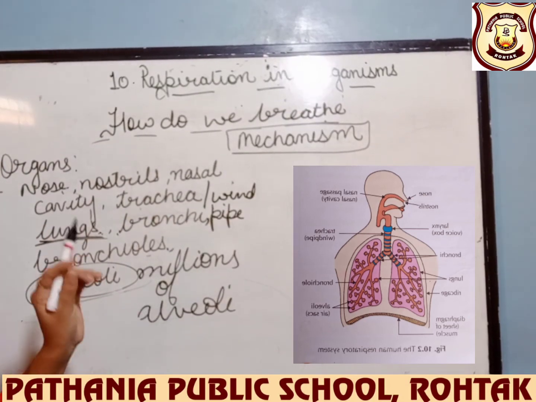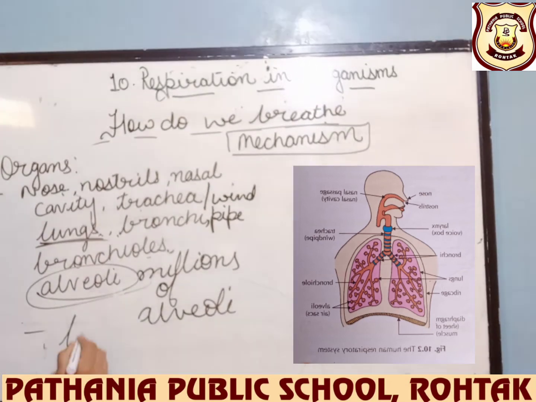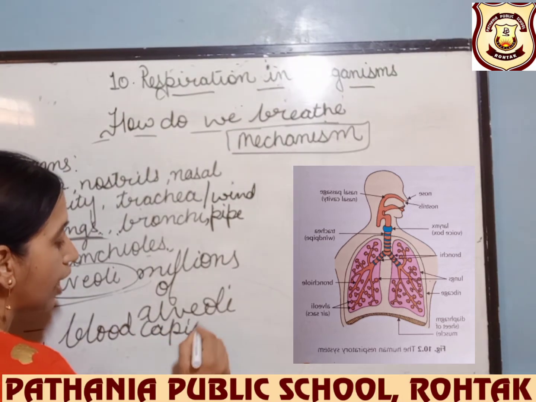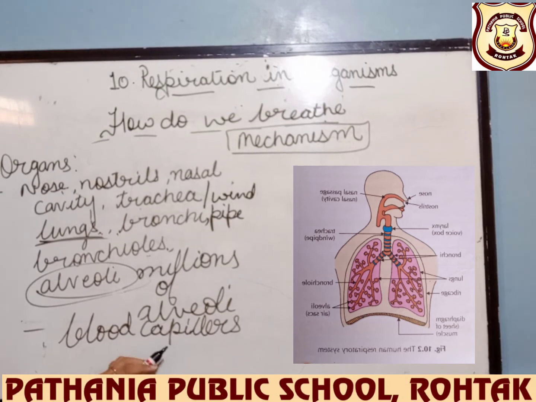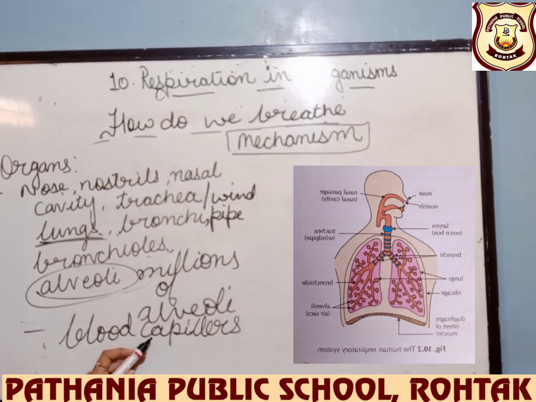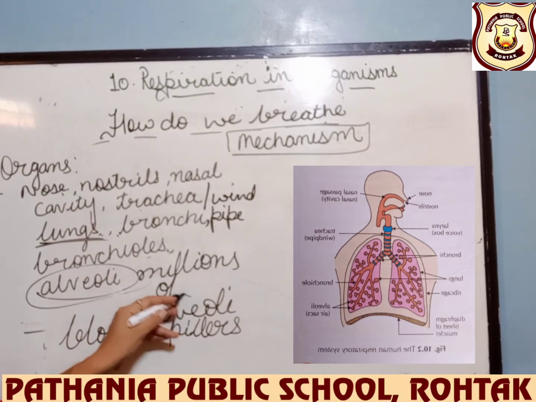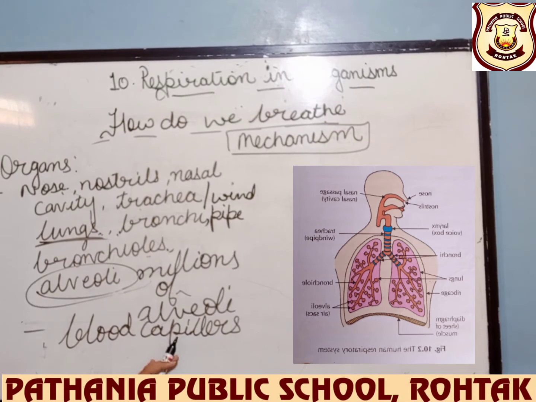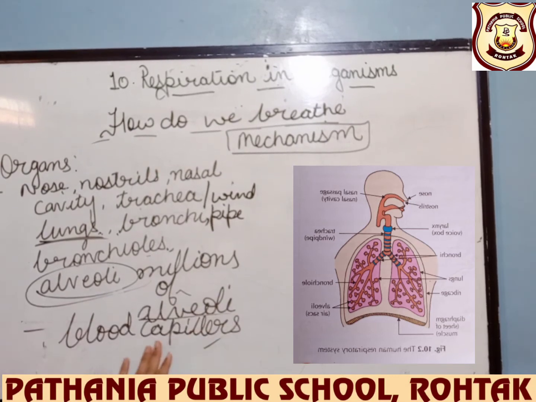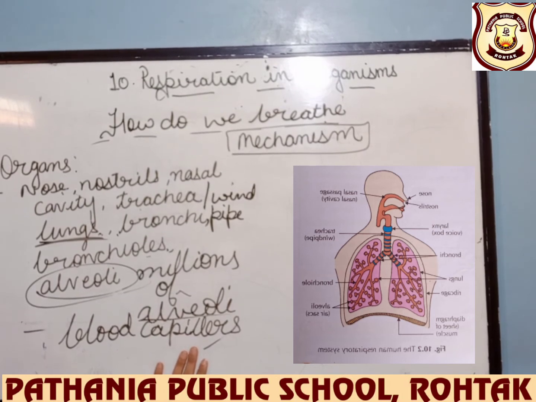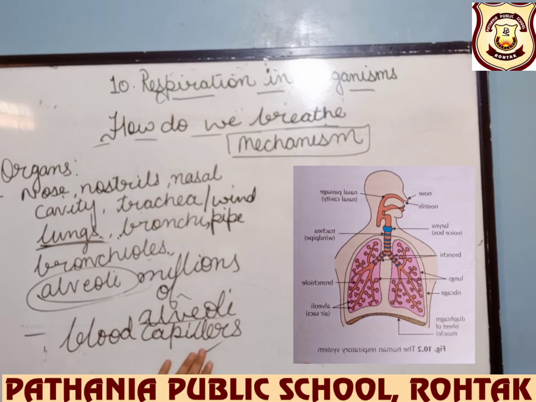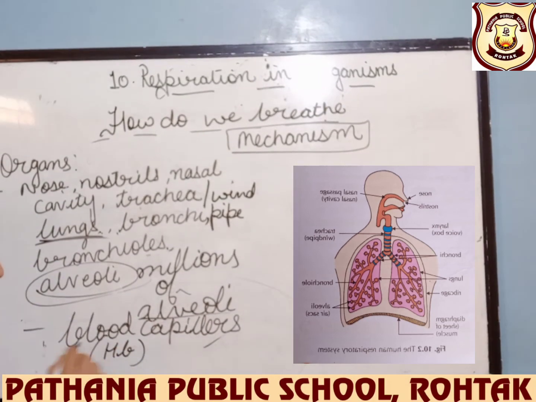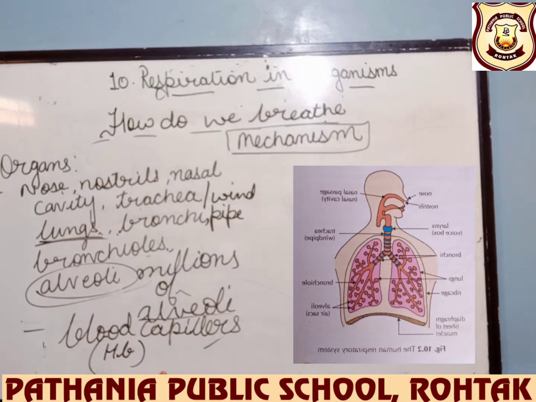The wall of the alveoli is very thin and surrounded by thin blood capillaries. These are the capillaries through which blood passes. The air from the trachea, through the bronchi and bronchioles, finally enters the alveoli, and the oxygen of the air diffuses through the thin wall of the alveoli into the blood capillaries. After this, oxygen combines with the hemoglobin, Hb, present in the blood, and it is carried to all the cells of the body.